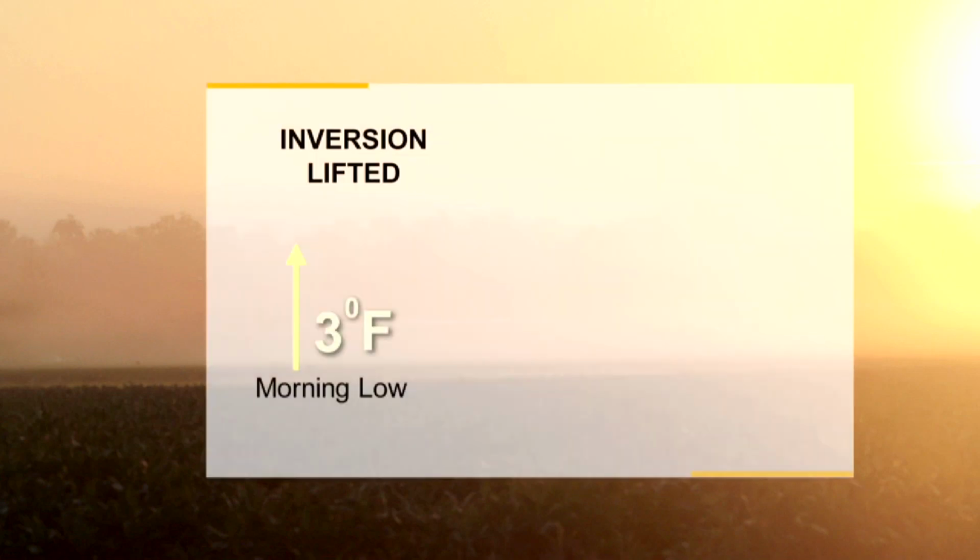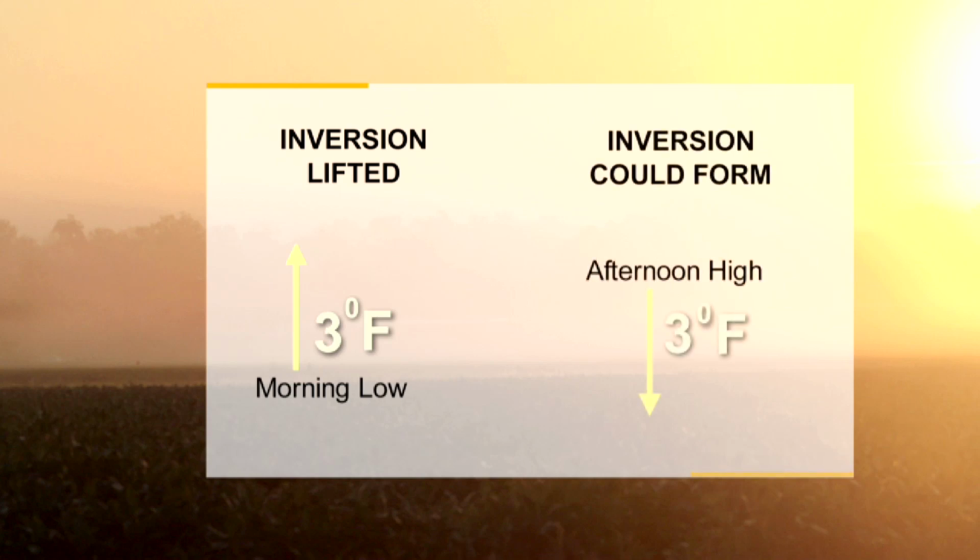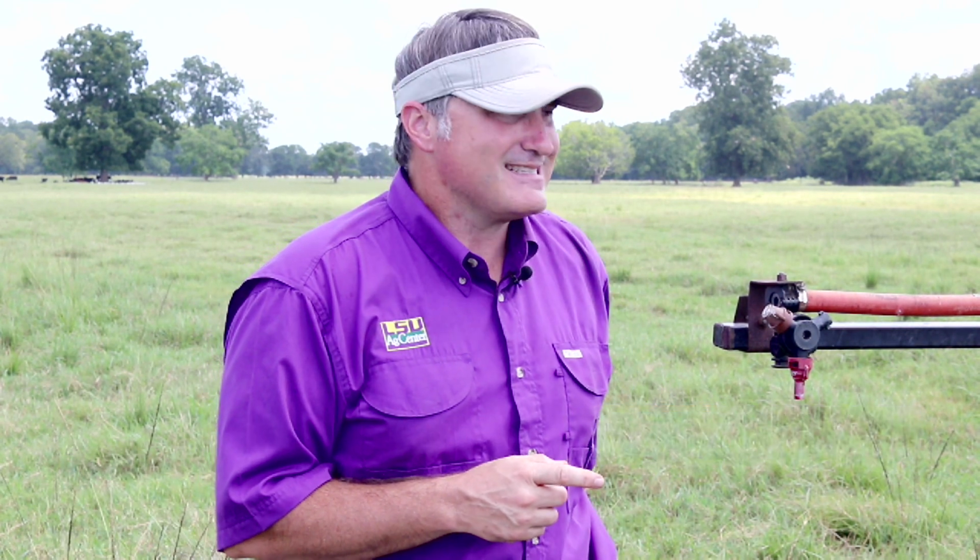A rule of thumb to help determine when a temperature inversion has lifted is when the temperature has increased 3 degrees Fahrenheit from the morning low. Then, if the temperature decreases from the afternoon high more than 3 degrees Fahrenheit, it indicates potential formation of another temperature inversion. So the biggest thing that you've got to think about, they set up in the afternoon. So when these farmers are spraying late in the afternoon, there's a chance that that pesticide could catch in a temperature inversion and move off target. So that's important.